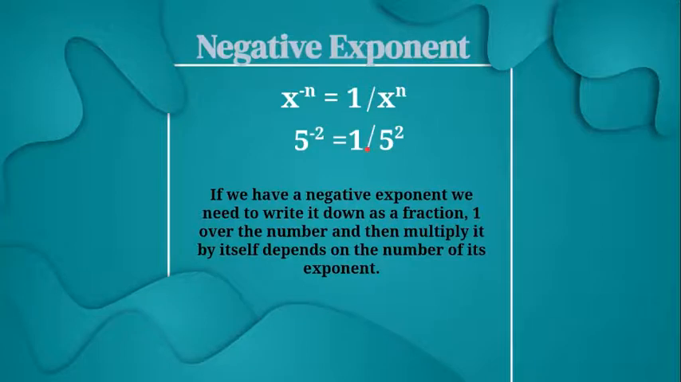So here we're not answering the question fully. If you want to answer it, you have to multiply 5 by itself 2 times, by the number of its exponent. So it's like 5 times 5, which is 25, and that is the answer. But here is just the law of how you should answer it. So 1 over 5 to the power of 2.